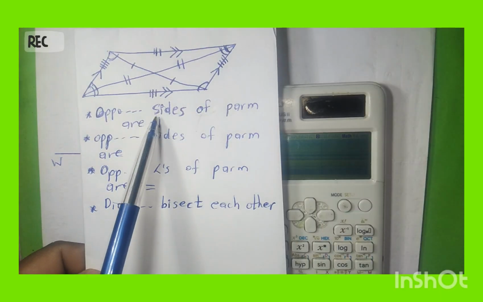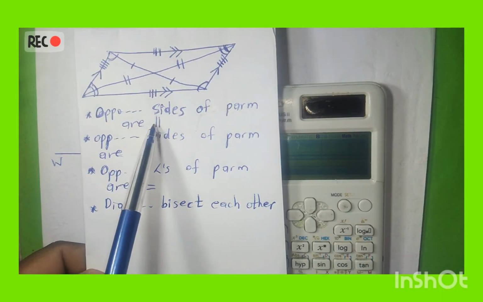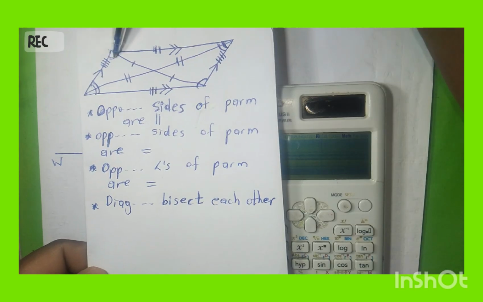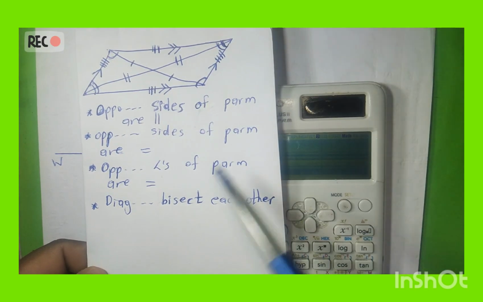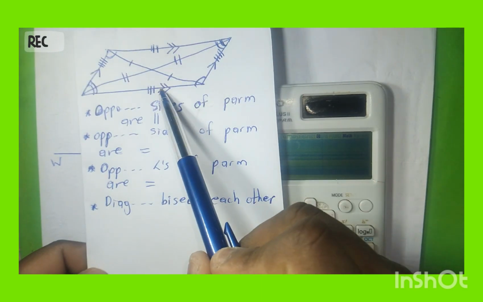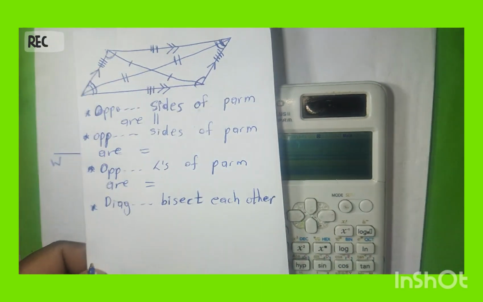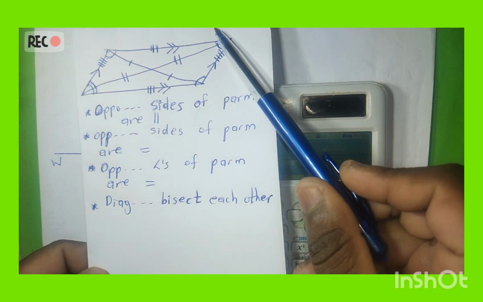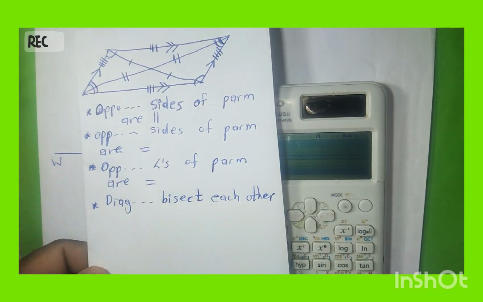That opposite sides of a parallelogram are parallel. Opposite sides of a parallelogram should be parallel, as well as this one. And also, opposite sides of a parallelogram are equal. This side is equal to that one, and this is equal to that. And opposite angles of a parallelogram are equal. This angle is equal to that one.